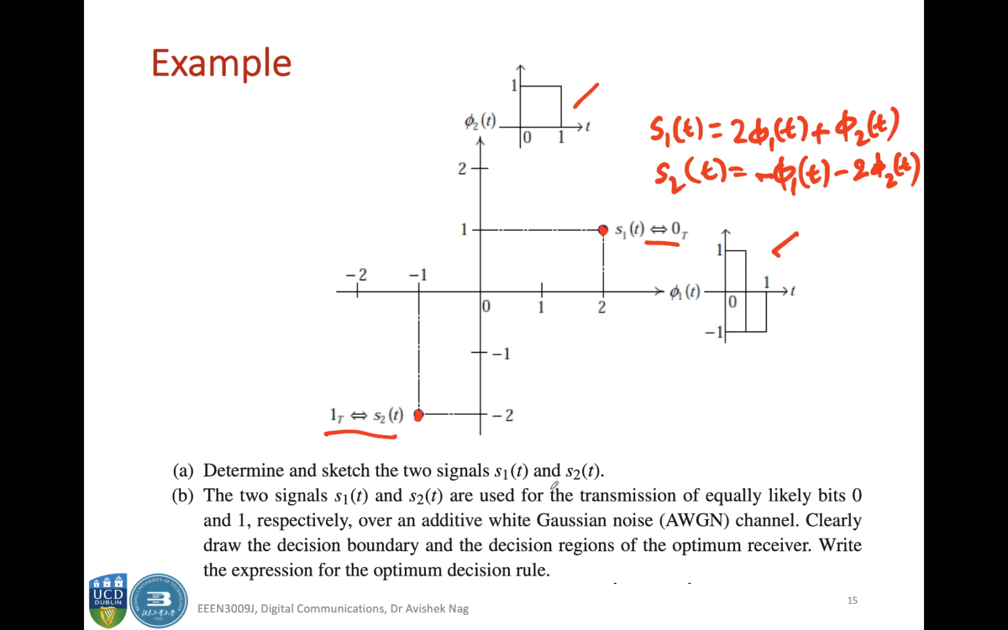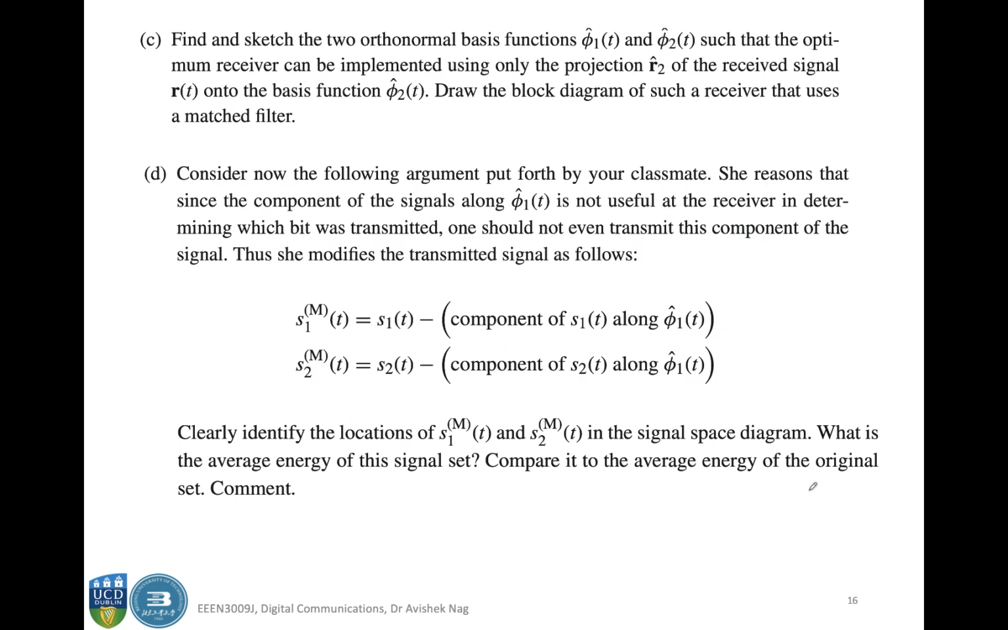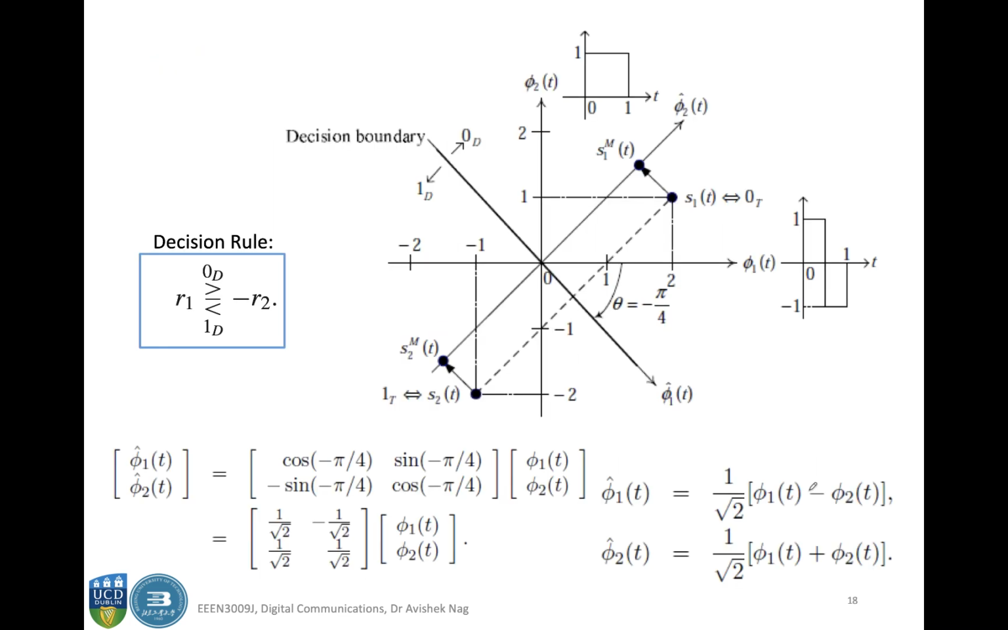The two signals S1(t) and S2(t) are used for the transmission of equally likely bits 0 and 1 respectively over an additive white Gaussian noise channel. Clearly draw the decision boundary and the decision regions of the optimum receiver. Write the expression for the optimum decision rule.